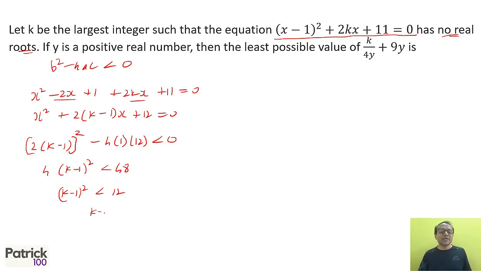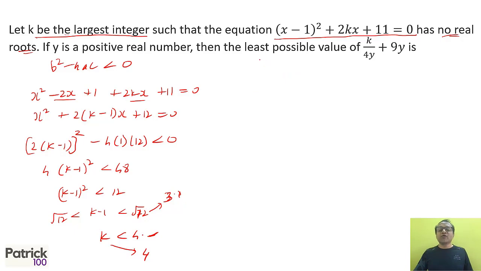Remove square root. K minus 1 is either less than root 12 or more than negative root 12. Whatever. Root 12, if I just take it, will be something around 3 point something. So k will be less than 4 point something. So the largest integer value of k, which is what we want, will be 4. Remember, root 9 is 3, root 16 is 4, root 12 is 3 point something, plus 1 goes that side, it becomes less than 4 point something, so 4.